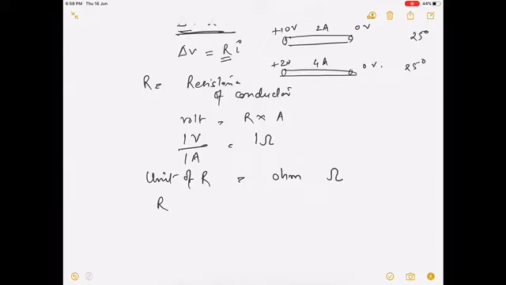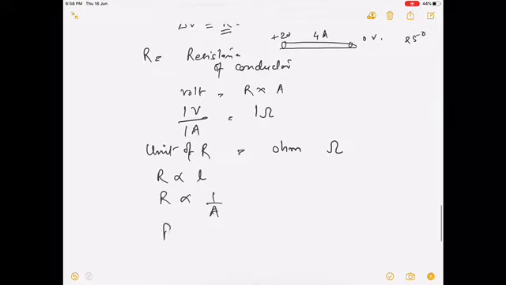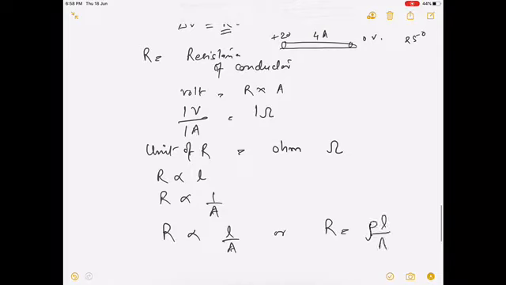Now this resistance of conductor depends upon the length of the conductor. Children, more is the length, more will be the resistance. All this thing you have studied in your 10th class. R is directly proportional to L, inversely proportional to area. If we combine, we will get L upon A, or you can say R is equal to some rho times L upon A. As you increase the length of the conductor, more will be the resistance.